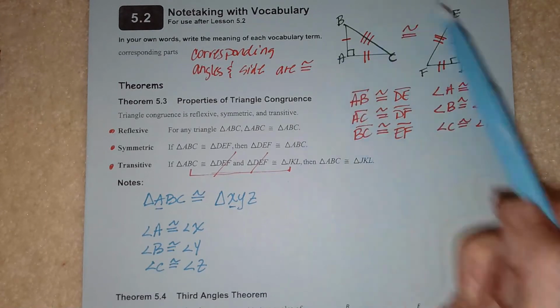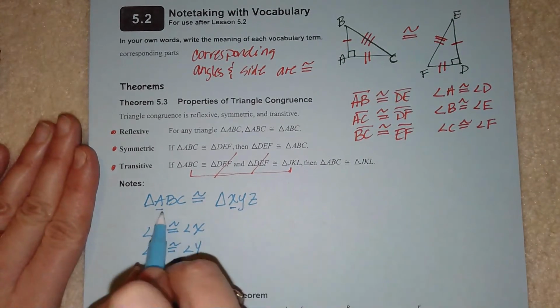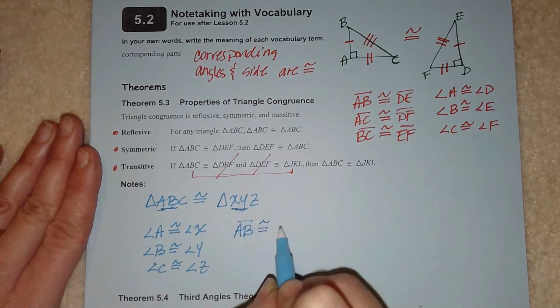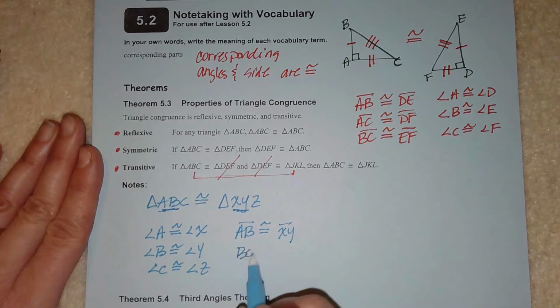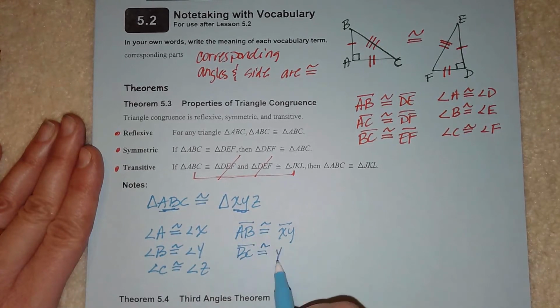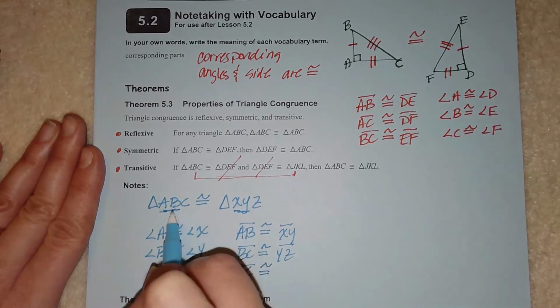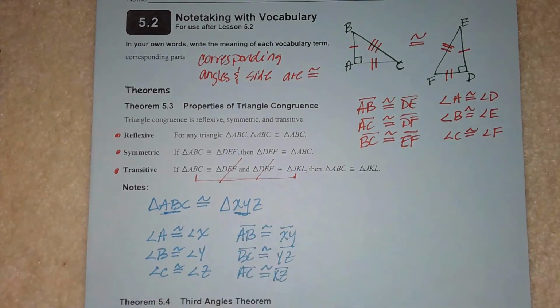Sometimes it's harder just to look at the figure and figure out, okay, does this side match this side? Sometimes it's easy and sometimes it's not. You can do this with sides as well. Segment AB would be congruent to XY, because they're in the exact same position, the first two letters. You could say BC is congruent to YZ, because again, second two letters. And then you could say AC is congruent to XZ, because it's the first and last letter and the first and last letter. So the congruence statement makes a big difference. I think it really helps you determine your congruent pieces, the corresponding parts.